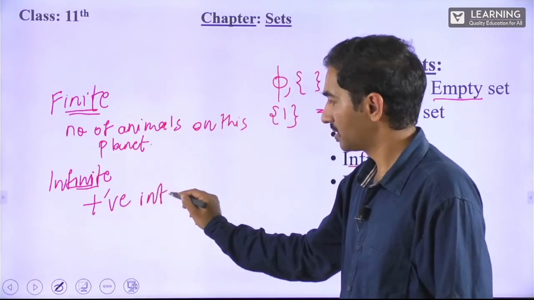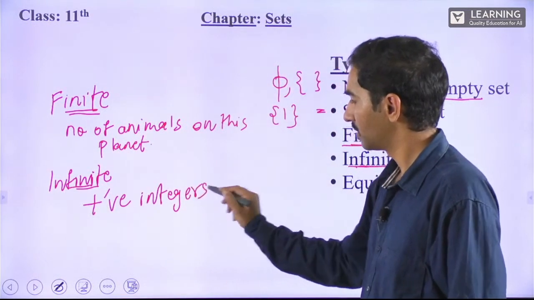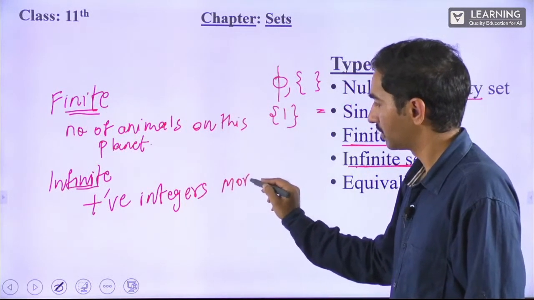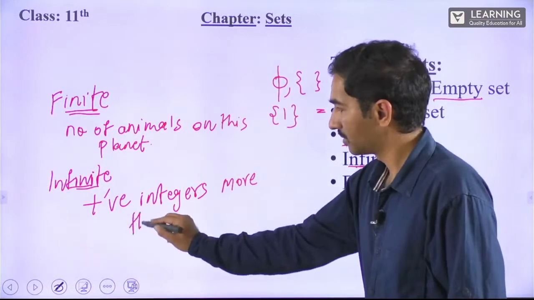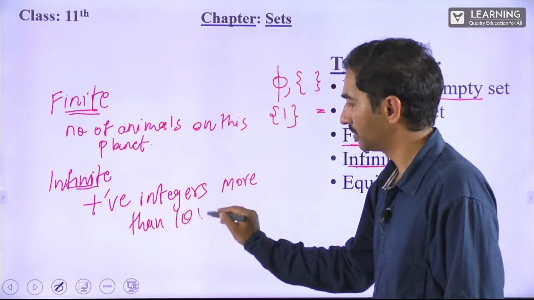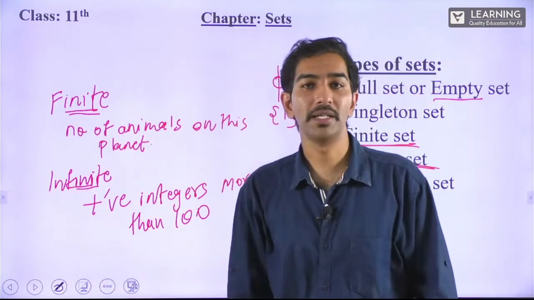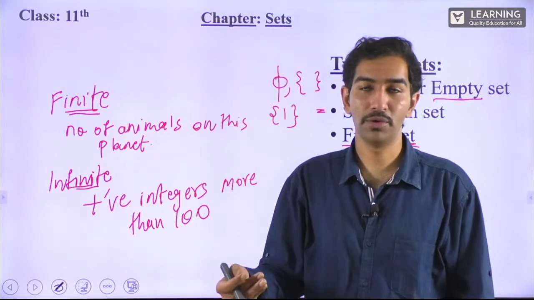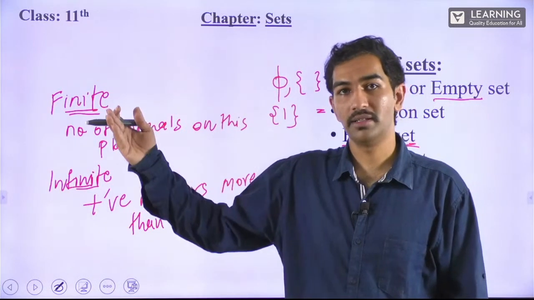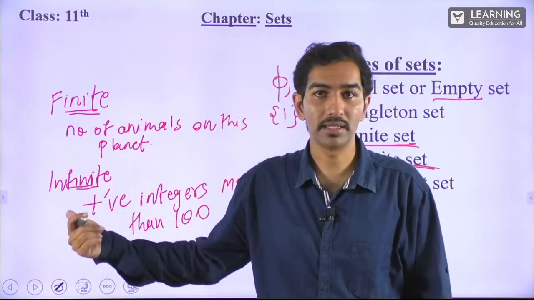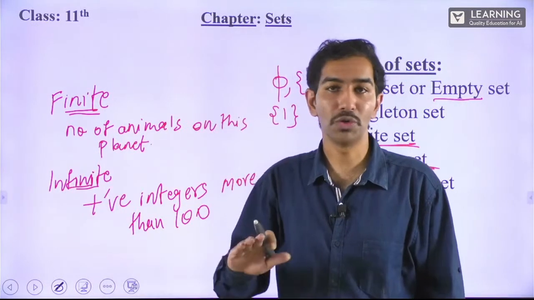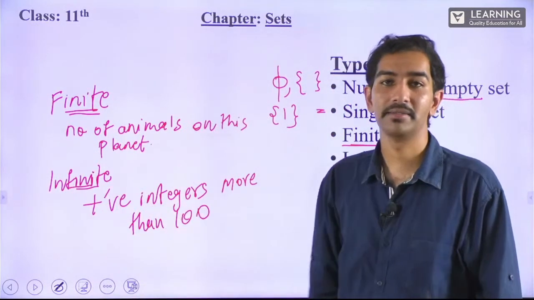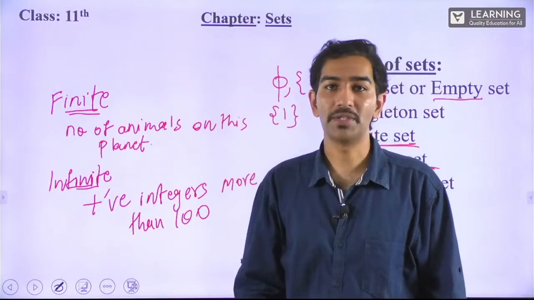An example for an infinite set: positive integers more than 100. So what are the positive integers more than 100? 101, 102, 103, 104. It goes on. Where is it ending? Does a number have any end? Numbers do not have any end. So this is an example of an infinite set. So these are the different types of sets.